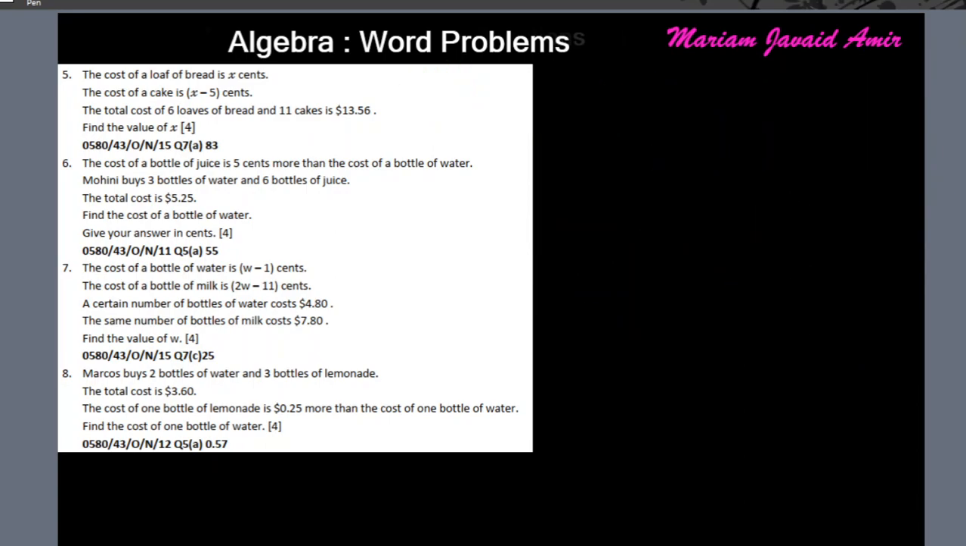Okay, question 7. The cost of a bottle of water is W minus 1 cents. The cost of a bottle of milk is 2W minus 11 cents. A certain number of bottles of water cost $4.80, so let's call it 480 cents, and the same number of bottles of milk cost 780 cents. Find the value of W.